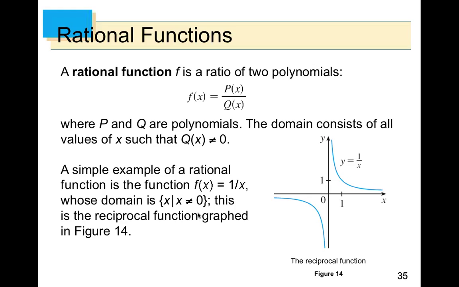A simple example of a rational function is the function 1 over x, the one that we just talked about. The domain is that x can't equal 0. So you'll have an asymptote wherever the x value equals 0, so at x equals 0, the y-axis, you're going to have an asymptote.